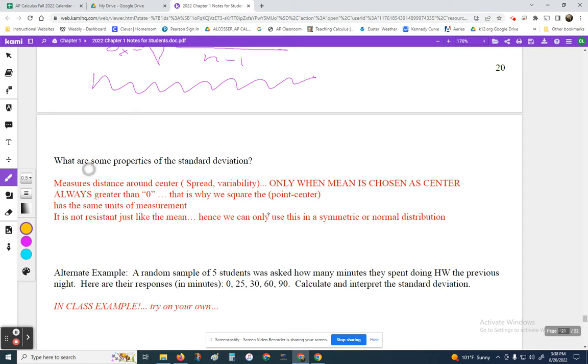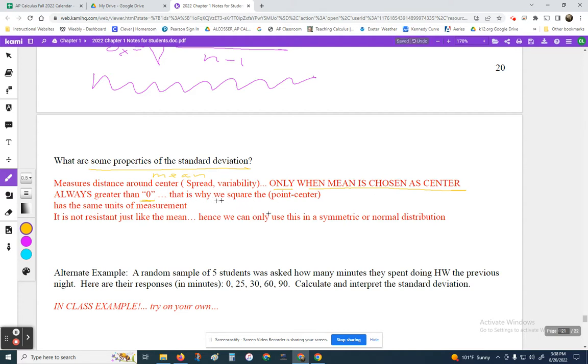So what are some properties of standard deviation? First of all, it measures the distance around the center. What's the center? Mean. Very specifically, it's the distance around the mean, only when mean is chosen as the center, period, end of story. Standard deviation cannot be used with anything else. It's always greater than 0, because 0 would mean it's literally all the same data points, if you think about it.